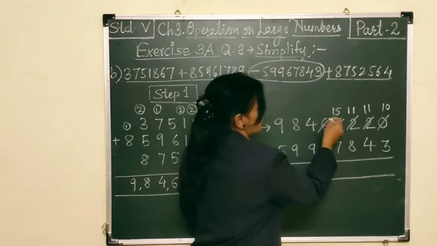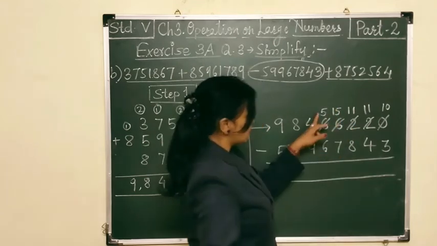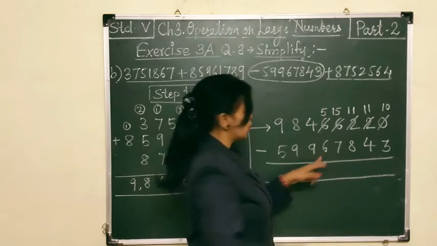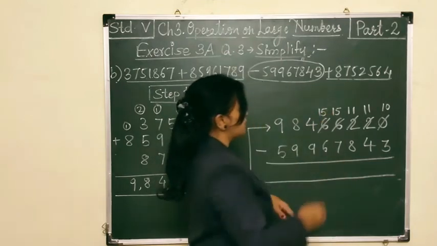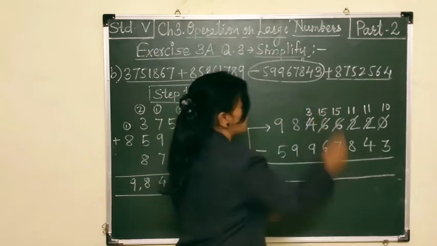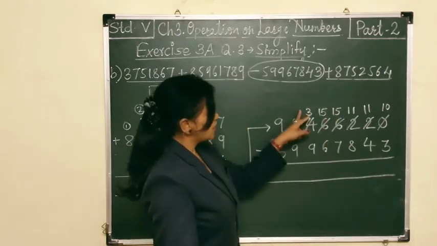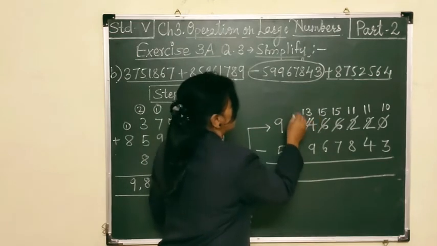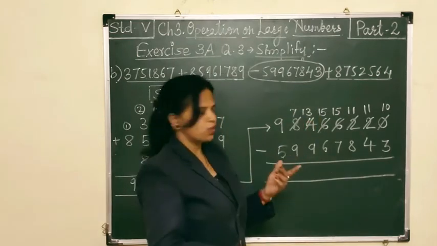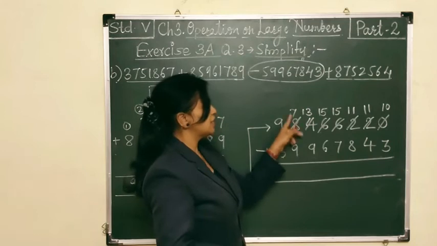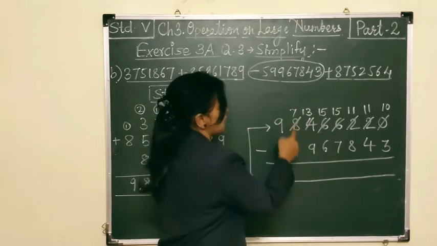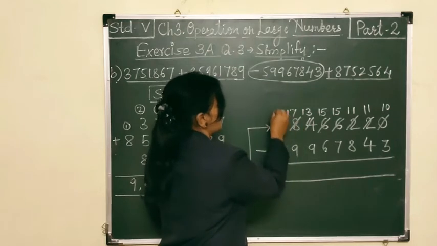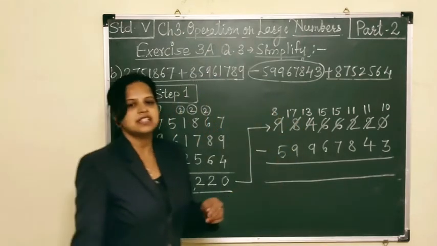6 has given 1, so it will become less by 1. It will become 5. From 5 can we subtract 6? No. Again 5 will become 15. So 4 will become less by 1, that is 3. From 3 can we subtract 9? No. So make it 13 and this 8 will become less by 1, that is 7. From 7 we cannot subtract 9, so it will become 17 and 9 will become less by 1, that is 8.